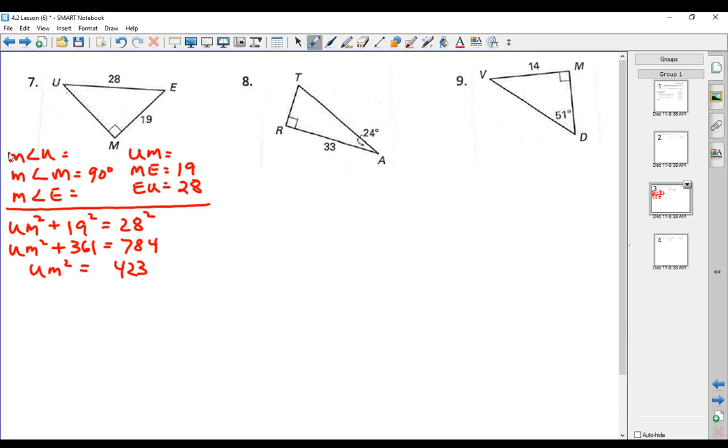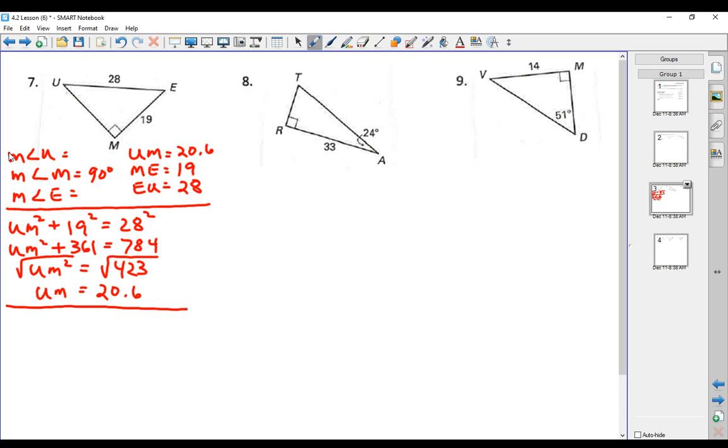The next step is to take the square root of both sides, and when you do that, UM comes out to be approximately 20.6. For right now on this lesson, we're just going to go ahead and write the decimal form of the answer, round off to one place after the decimal. So UM is 20.6. That gives me my third side of the triangle.